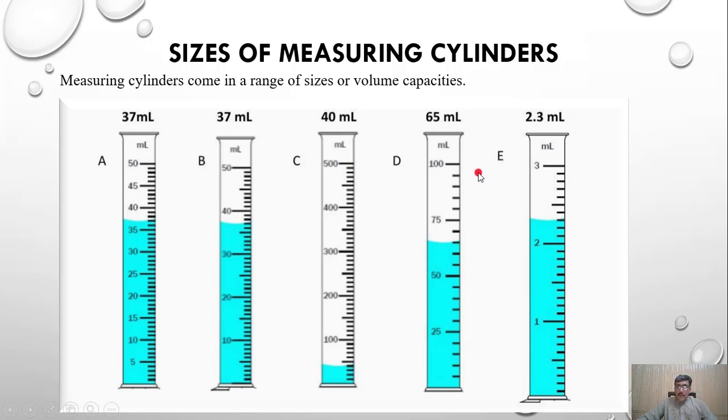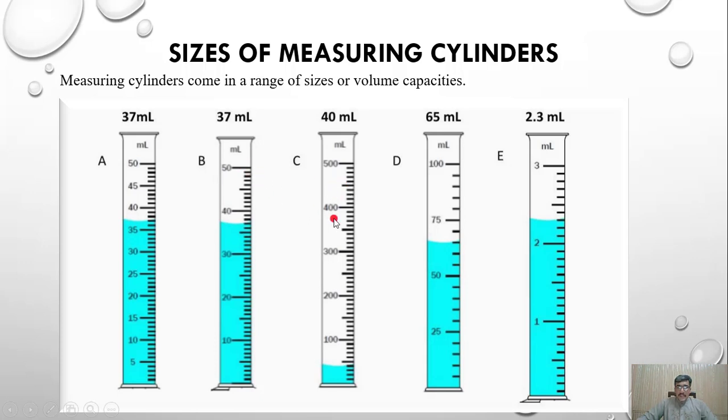So while measuring the volume of a liquid, you have to choose an appropriate measuring cylinder. When I say appropriate measuring cylinder, it means that you have to select the measuring cylinder with which your volume can easily be measured. So if I have to measure this 40 ml volume of a liquid, it can be measured with this B measuring cylinder. It will be more appropriate.